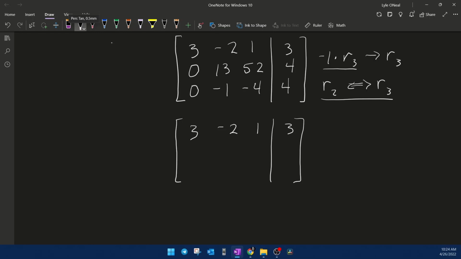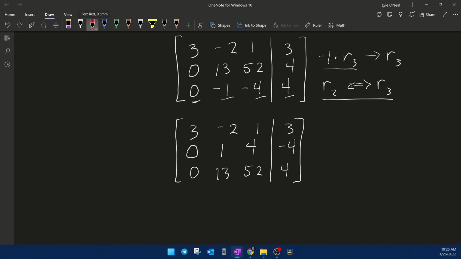Okay, so here we go. -1 times 0 is 0, and then swap the row. -1 times -1 is 1. -1 times -4 is 4. -1 times 4 is -4. And then row 2 becomes row 3: 0, 13, 52, and 4.